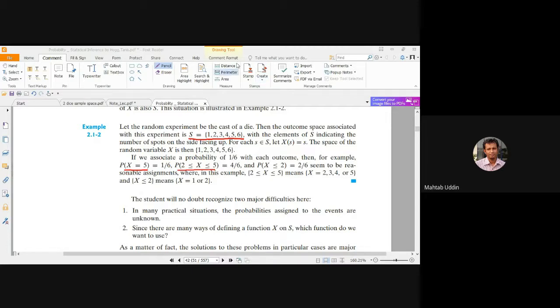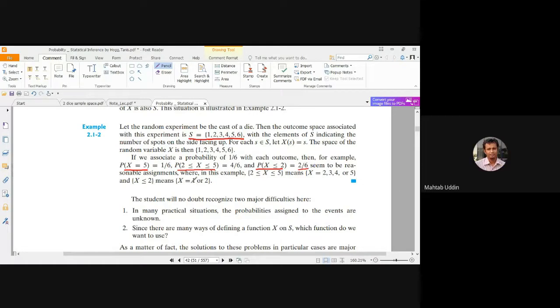Once again, let us come back. X less than or equal to 2, that means what? 1 and 2, right? So 2 outcomes in our favor. That's why the probability will be 2 by 6.